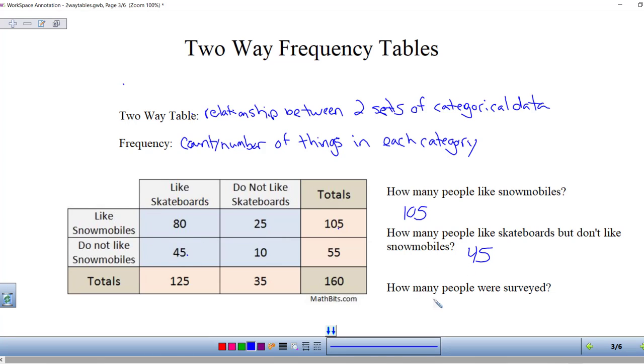And then finally, how many people were surveyed? So that's a total. Asking how many people are surveyed, I have to look in the very bottom right corner. That gives us how many total people were in this table.